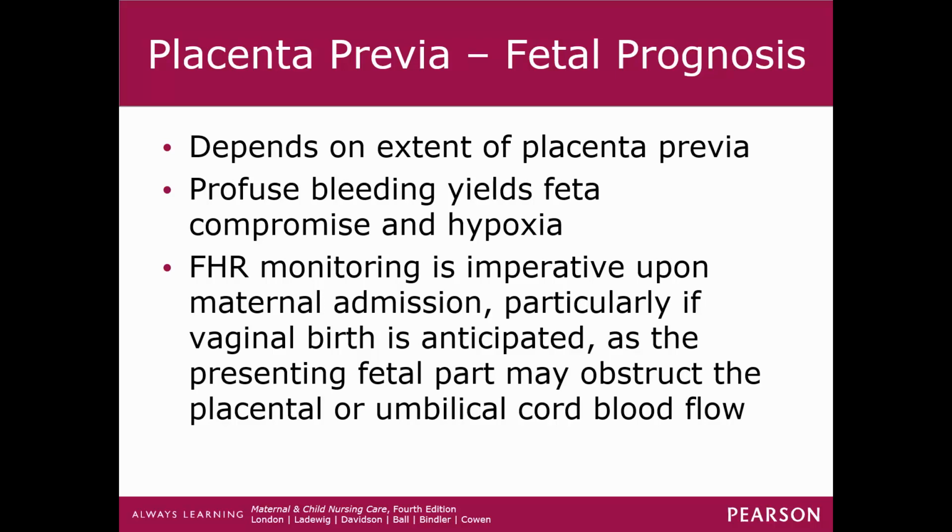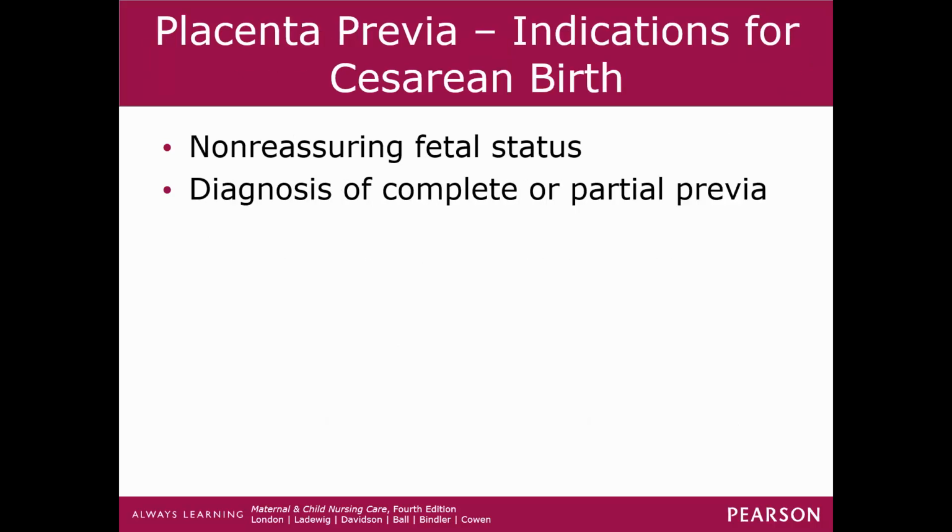so here's your fetal prognosis. If you're having a bleeding issue, then you're going to have a fetal issue, and she needs to be delivered. So with a non-reassuring fetal heart rate and a complete or partial previa, she is going to have a C-section, and I would argue that if she has a marginal previa, she's going to have a C-section.